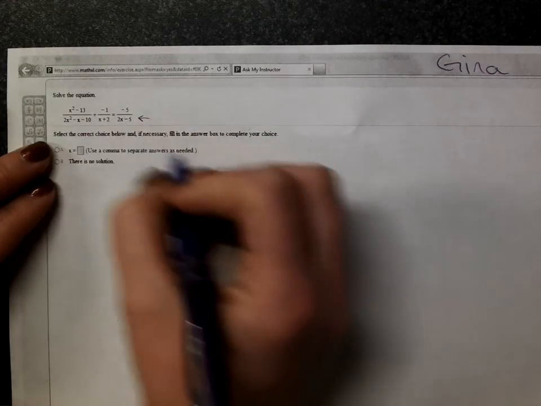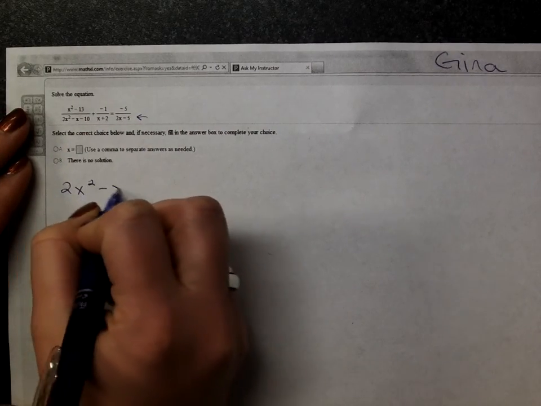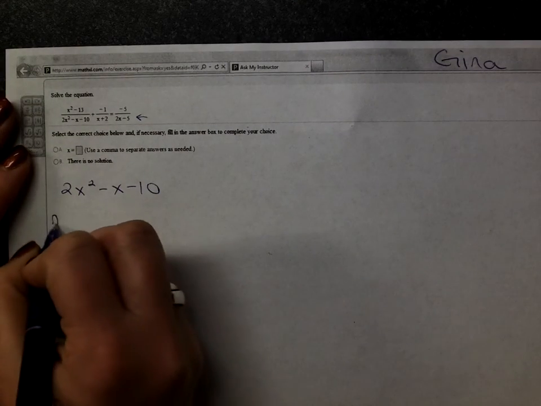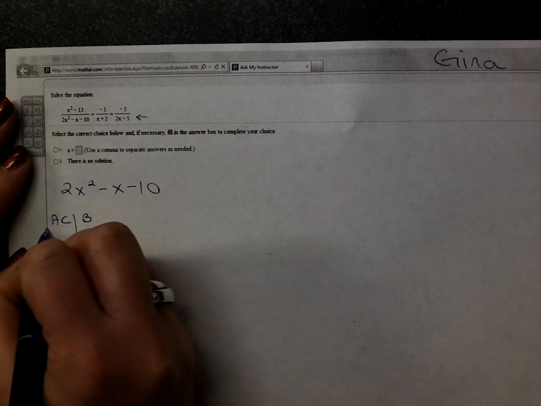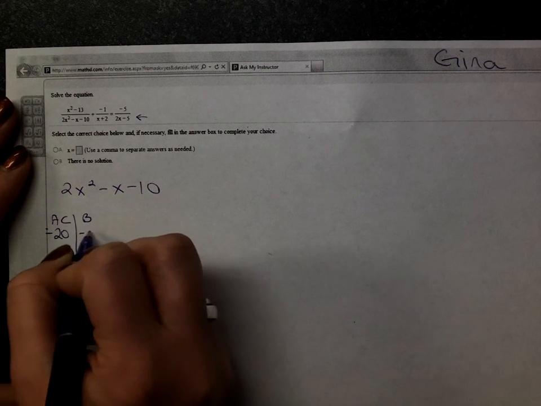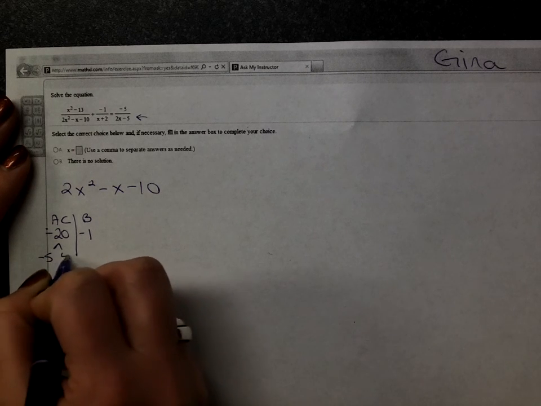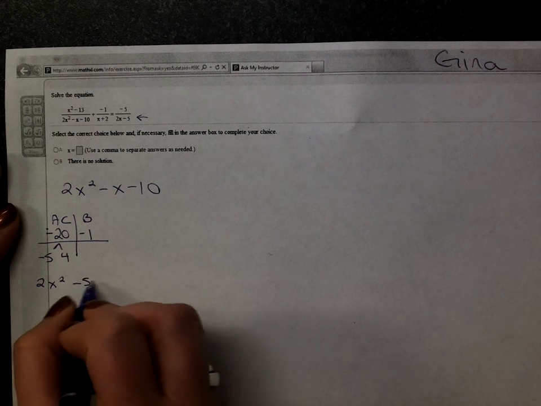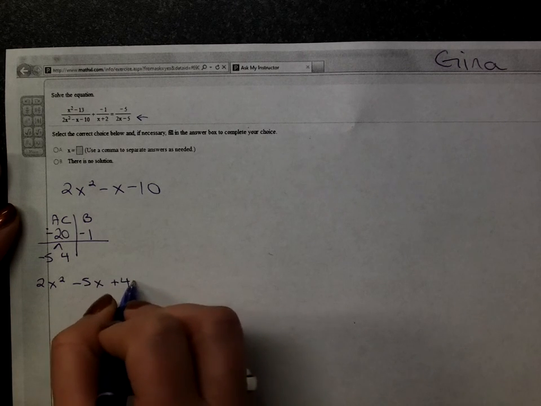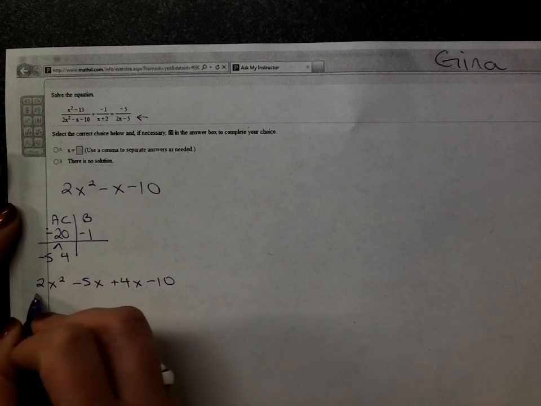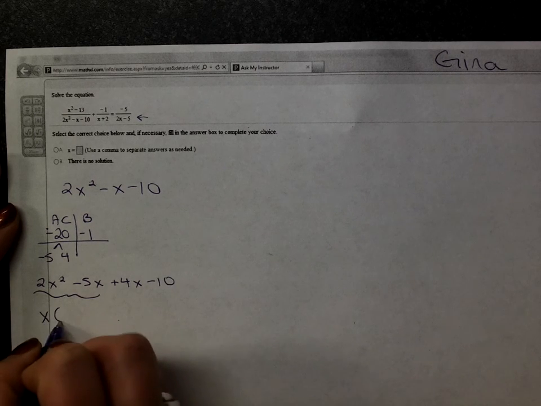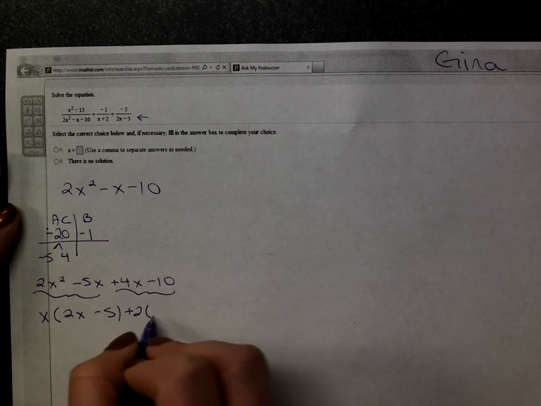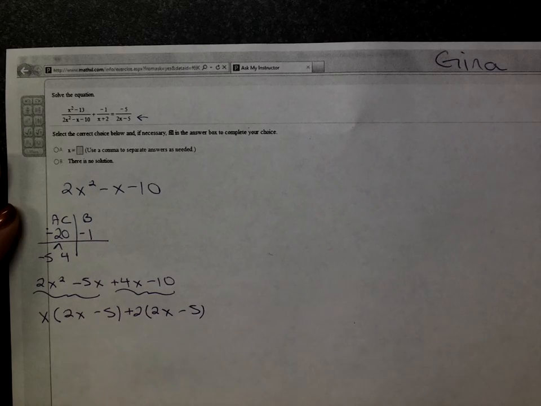And I'm going to have to factor 2x squared minus x minus 10. So I need to think of two numbers that multiply to negative 20 and add to negative 1. So that's negative 5 and positive 4. So that's 2x squared minus 5x plus 4x minus 10. Factor by grouping, there's just an x in common there, and then 2x minus 5. There's a 2 in common, 2x minus 5.